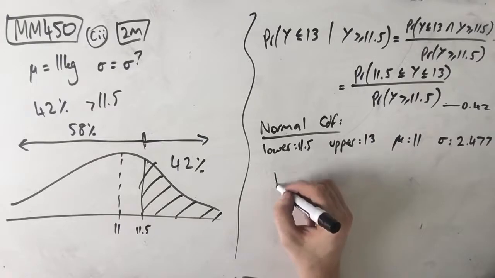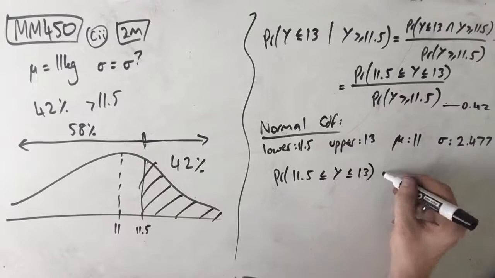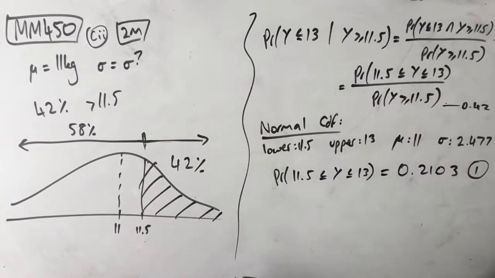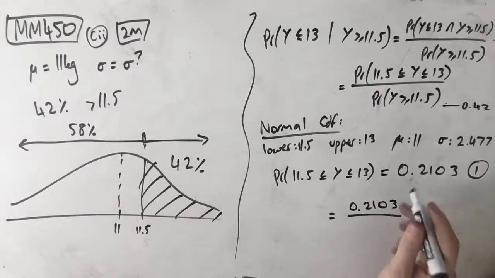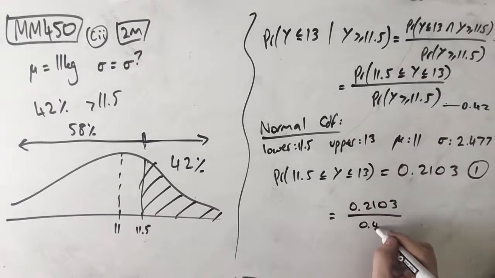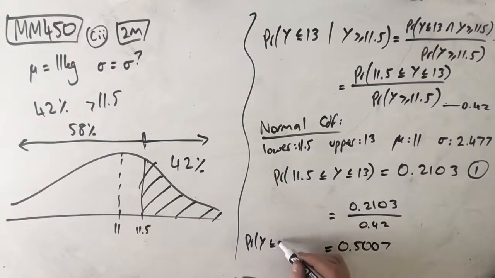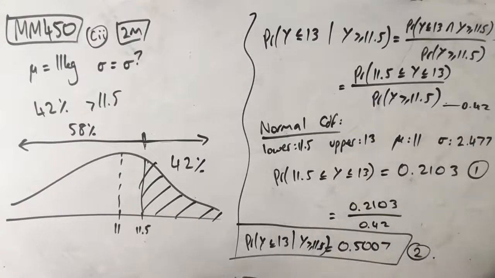This should spit out an answer that says between 11.5 and 13 equals 0.2103, which is our first mark for that question, which means that this given formula here is 0.2103 over 0.42, which gives us an answer of 0.5007, which is our probability that y is less than or equal to 13, given that y is greater than or equal to 11.5. And this is our second and final mark for part CII, and that wraps up MM450, which wraps up this whole entire book.